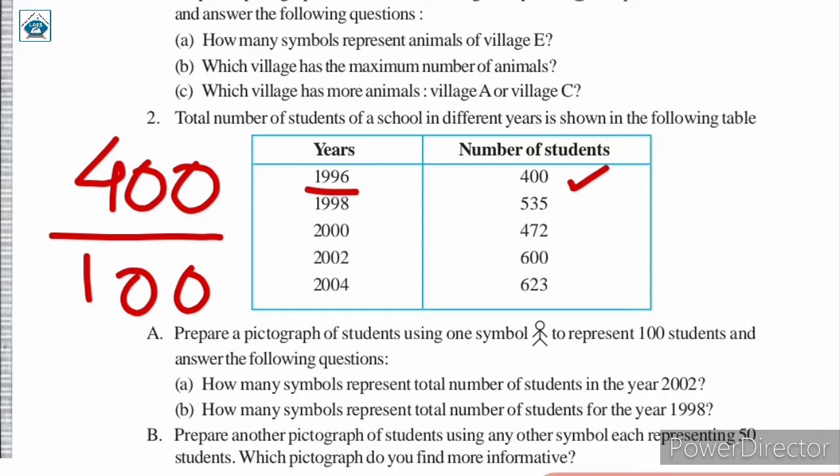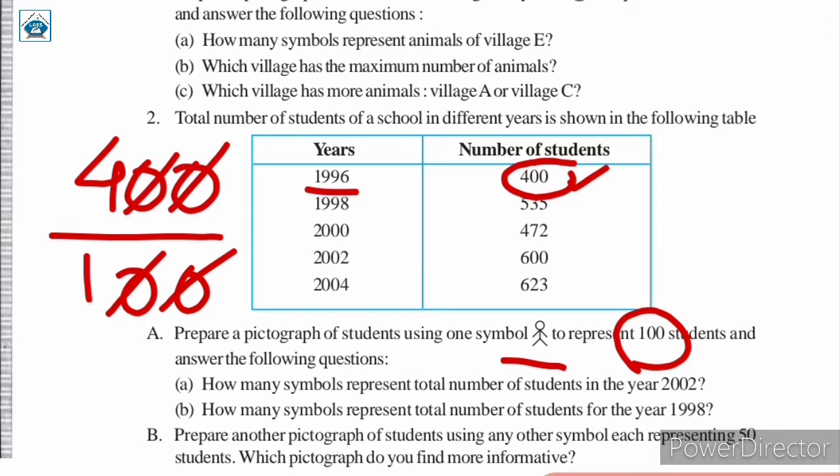Listen very carefully. हमें 400 students represent करने हैं. So for that हमें कितने symbols draw करने पड़ेंगे? अगर एक symbol जो है वो 100 students को represent करता है, so simply we will divide 400 with the quantity one symbol is representing, that is 100. So 400 divided by 100, the zeros get cancelled out and we are left with 4. So we will require 4 such symbols in order to represent 400 students.